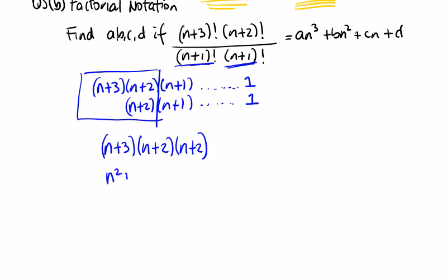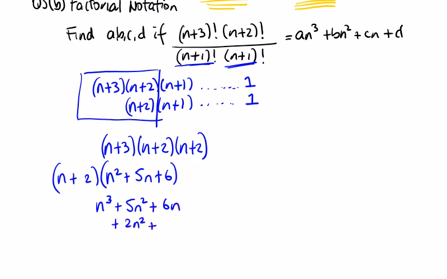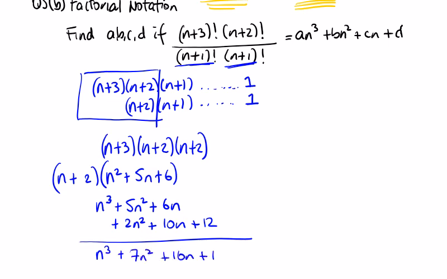So n squared plus 5n plus 6 by n plus 2 gives n cubed plus 5n squared plus 6n plus 2n squared plus 10n plus 12. We're left with n cubed plus 7n squared plus 16n plus 12. So match off your coefficients. A is equal to 1, B is equal to 7, C is equal to 16, and D is equal to 12.